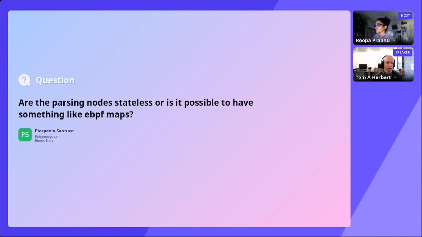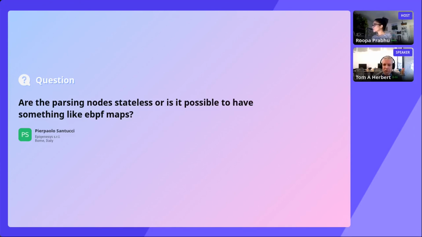So eBPF maps obviously are eBPF specific. If we were doing this in the kernel, then potentially you would want to have some configuration, which may be eBPF maps or something else. But fundamentally, when I look at Flow Dissector itself and replacing it, Flow Dissector is stateless right now, so we would want to go that same direction, at least for the short term.